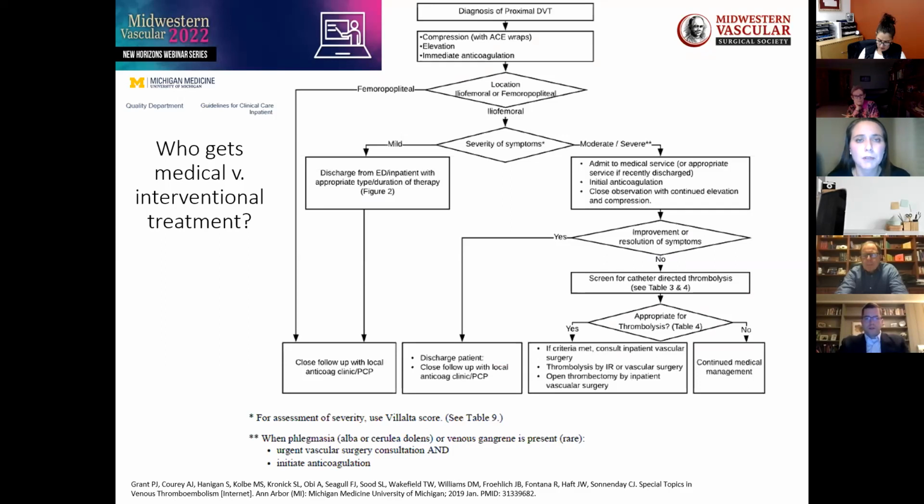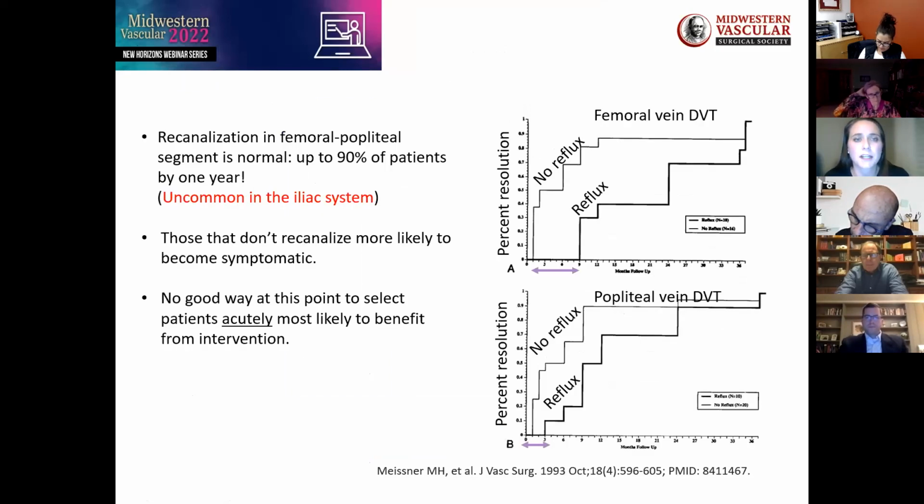So what we ask anyone who encounters a proximal DVT within our healthcare system is that they immediately treat that patient with compression, elevation, anticoagulation, all the gold standard care, and that they then take a moment and identify the location of the DVT. If it's a femoral popliteal DVT, then we encourage them to treat this patient with anticoagulation alone. We don't necessarily try and capture these patients for intervention, not because these patients won't benefit, but really because we don't have a good way to identify the patients who will benefit the most.